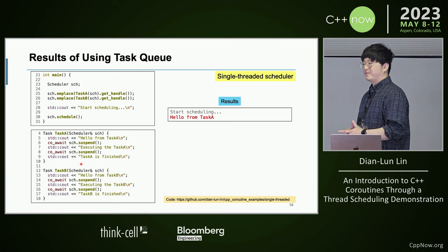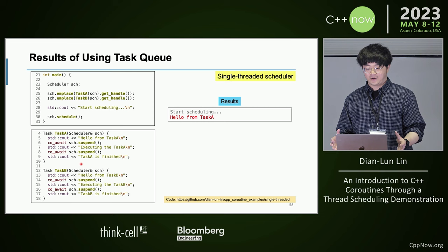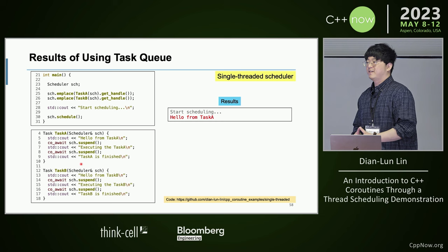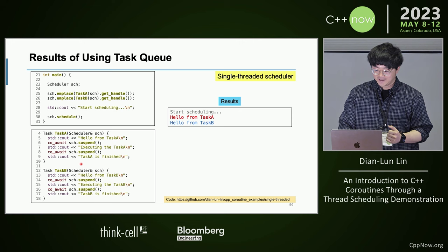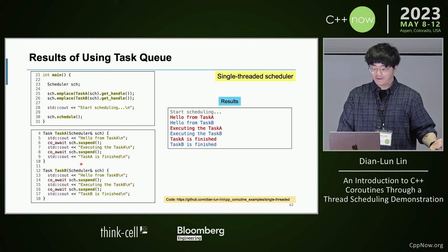Let's execute this program first and then see the result. So when I'm executing this program, I'll print out start scheduling and I'll say, hello from test A. And what's next? Test B is finished. Yeah. Okay, so the next is hello from test A. Yeah. Test B. Right. And the next will be execute. Yeah. Since this is a single threaded scheduler, the results are deterministic.